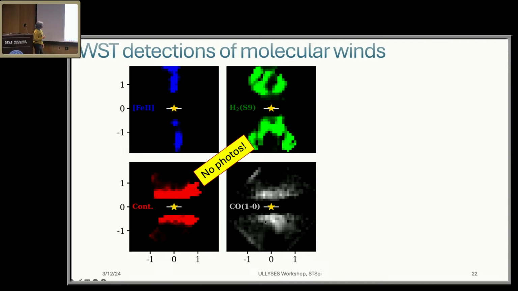Newer results from JWST. I have 2 such slides. Please do not share this. I had permission from the PI to show this, but I think this is really exciting, and this is sort of the new way forward.